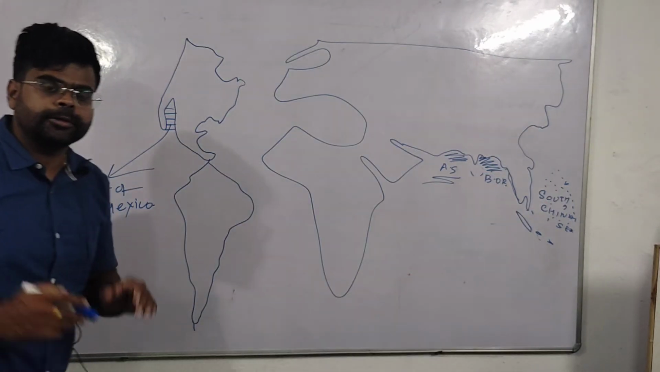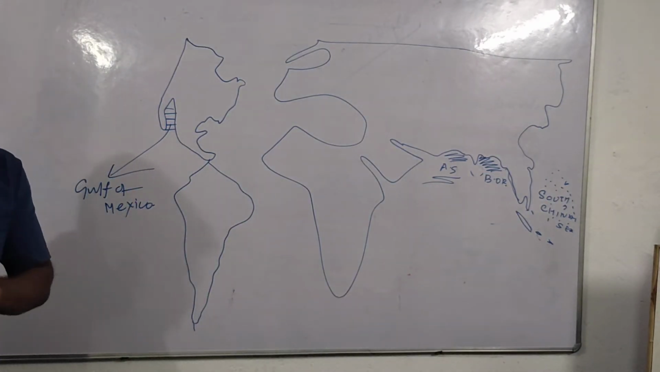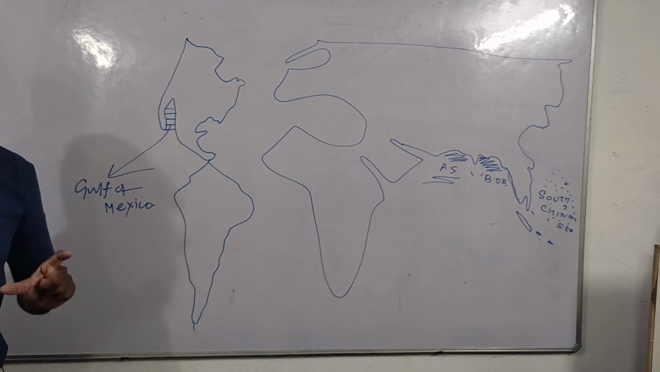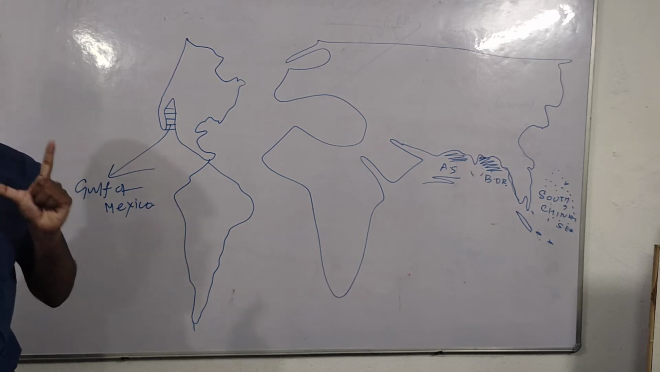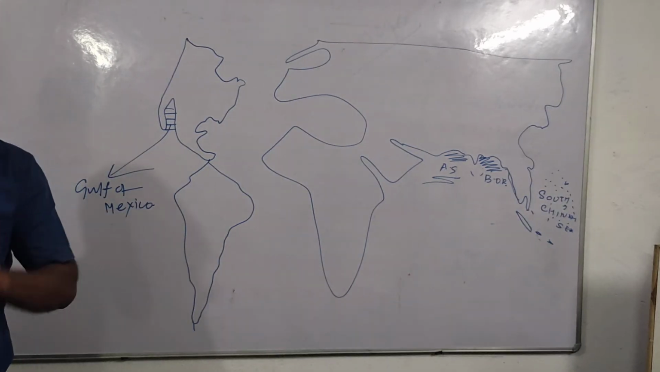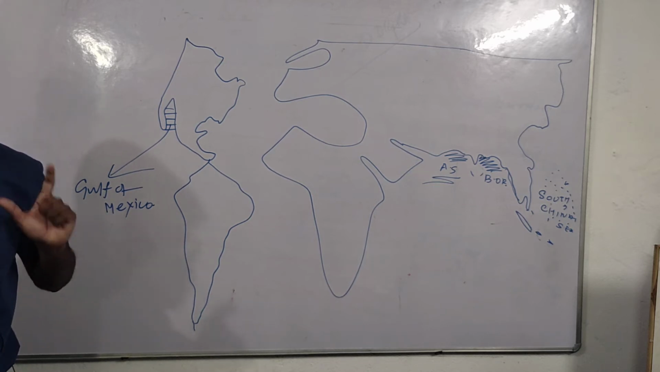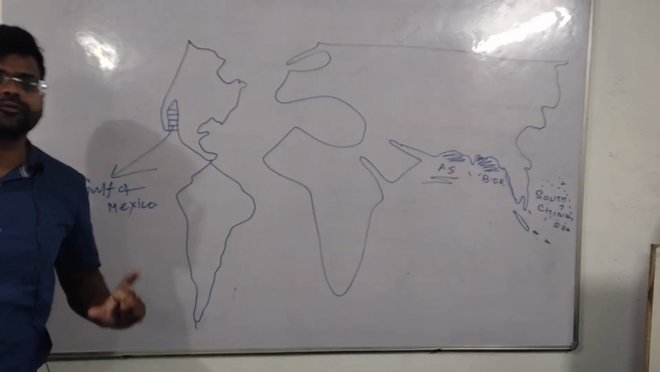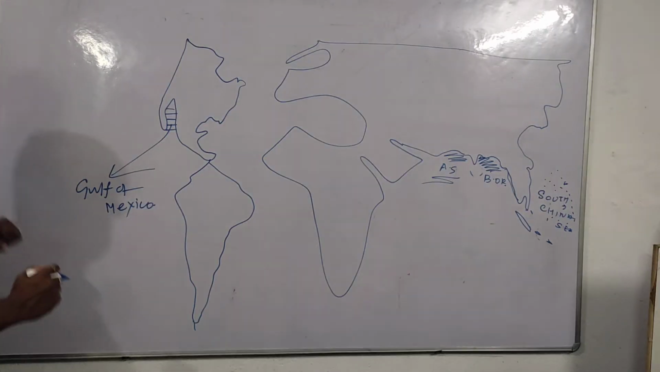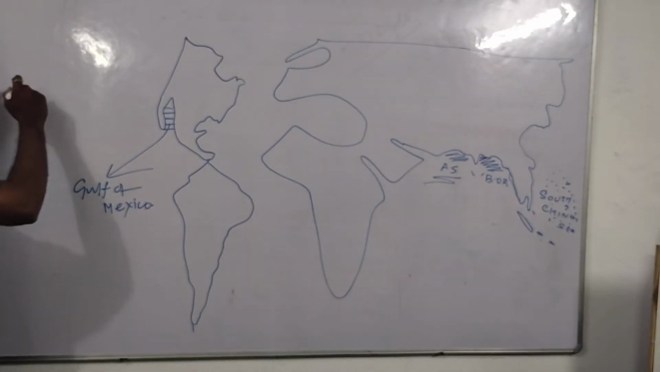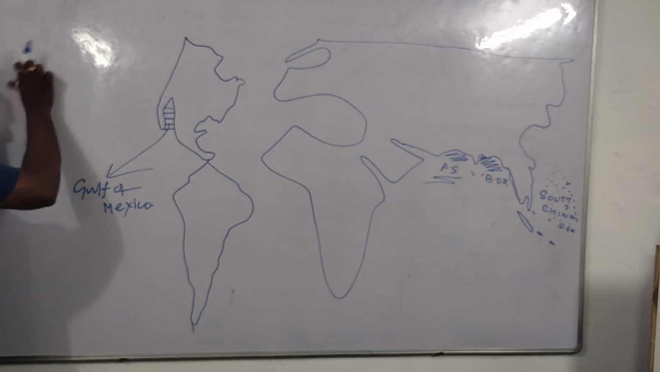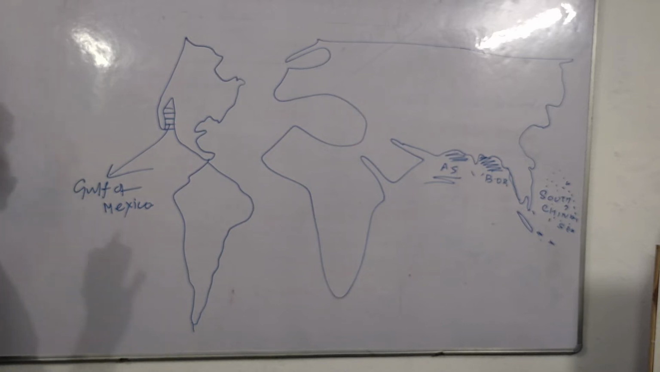First of all, for this question to be answered, you should know what are the conditions which are favorable for a tropical cyclone. It is not asking for the characteristics of a tropical cyclone, but what are the conditions which are favorable for a tropical cyclone, right? Number one is that sea surface temperature must be greater than 27 degrees Celsius. Okay, that's the first point.